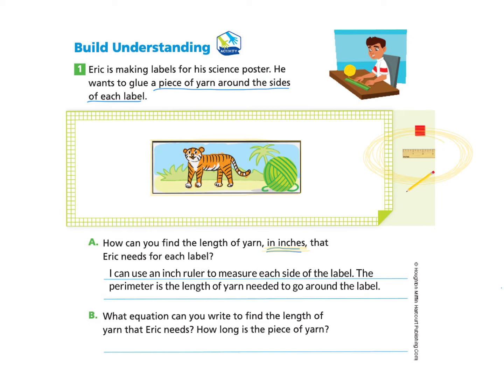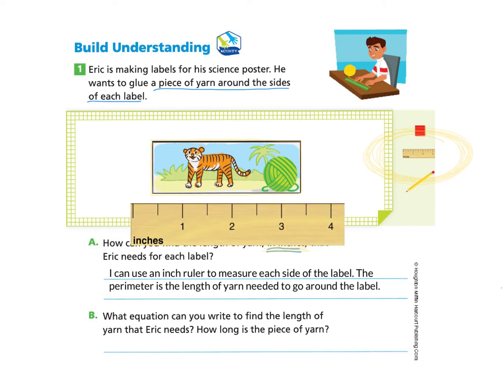So we can explain that I can use an inch ruler to measure each side of the label. The perimeter is the length of yarn needed to go around the label. So again, if you have a ruler, you can pause to go get your ruler, or just follow along with me, that's fine too. Okay, so now that I have my ruler, we are ready to measure each side.